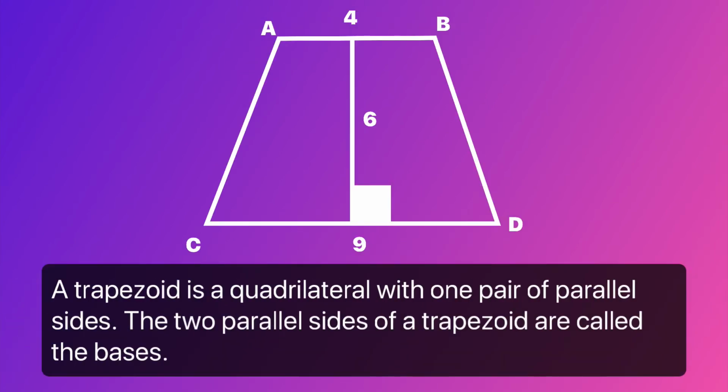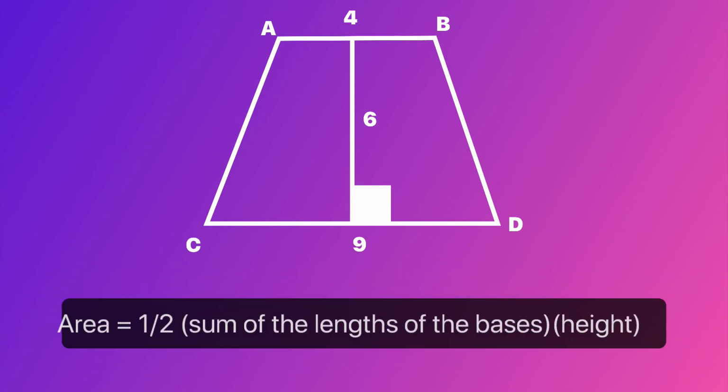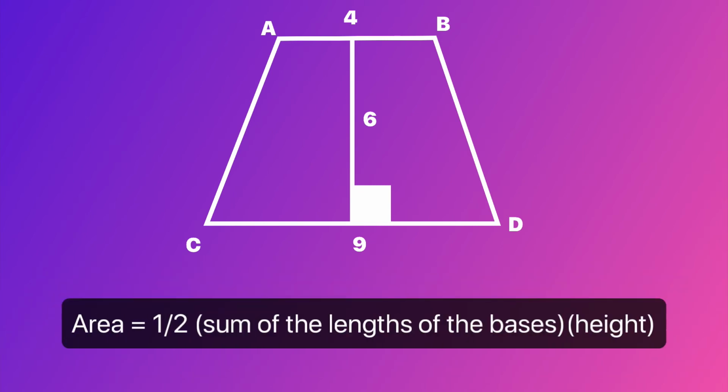A trapezoid is a quadrilateral with one pair of parallel sides. The two parallel sides of the trapezoid are called the bases. The formula for the area of a trapezoid is 1/2 times the sum of the lengths of the bases times height. In the diagram above, the area of the trapezoid is 1/2 times (4 plus 9) times 6, which equals 39.